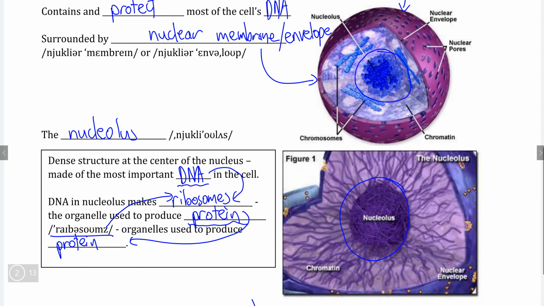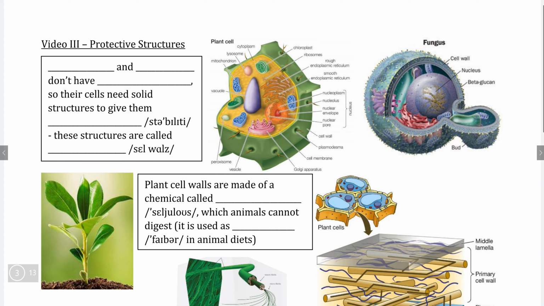In the next video, we're going to look at the protective structures that don't just surround and protect the cell's nucleus, but surround and protect the entire cell, and how those structures function, and why certain types of cells require extra protective structures while others, such as animal cells, do not.